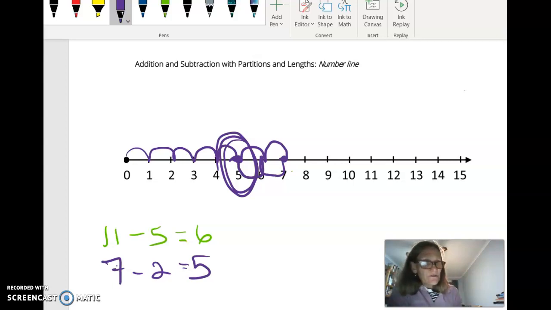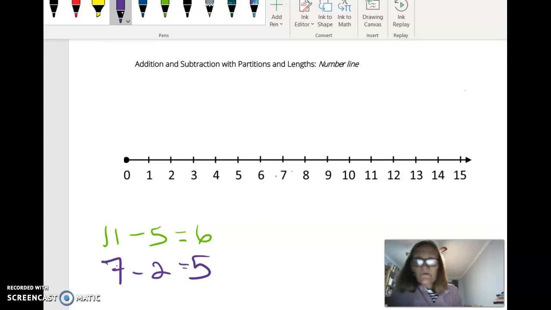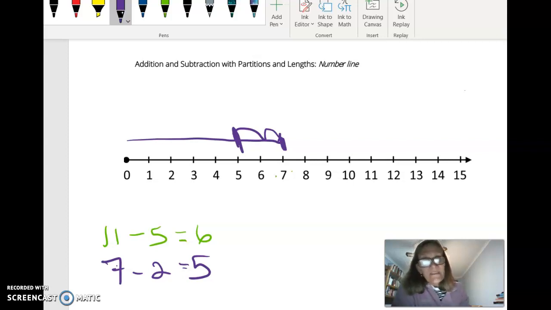You could show it using just straight lines as well. Like I was saying before, you wouldn't always have to do those little caterpillar bumps. You could go out to 7 like this, and then you could do subtract 2, and you could do that. Subtract 2 equals 5. So pretty well, that's all you're being asked to do.